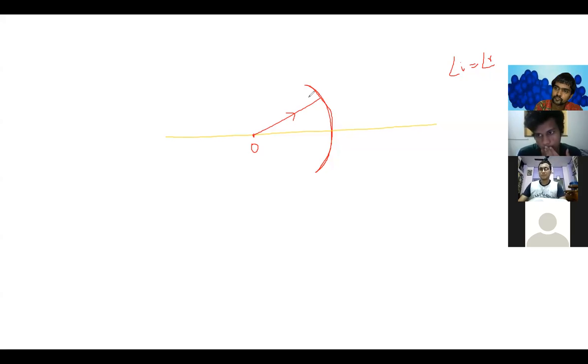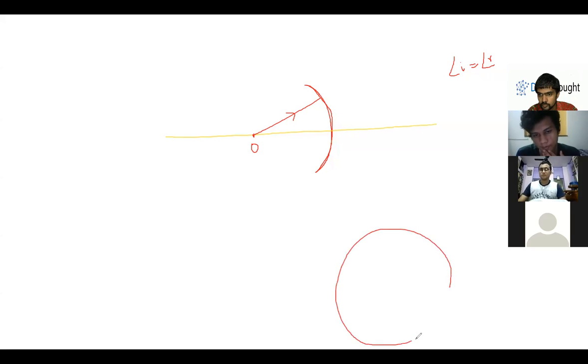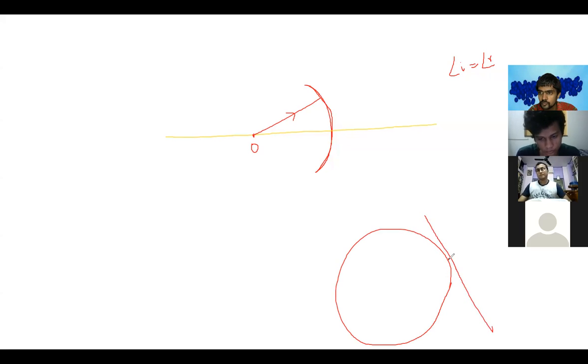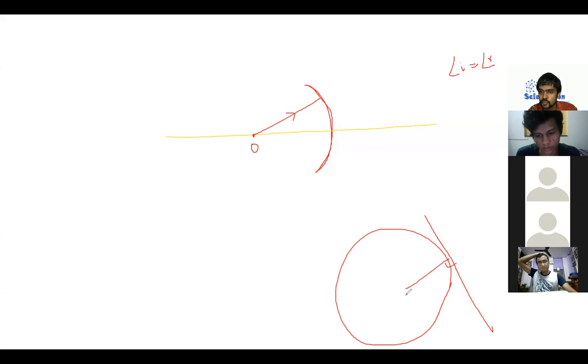The perpendicular. What do you call that perpendicular? It's called normal. Now, if I take a circle, what is a normal? Normal is perpendicular to tangent, no? If I take a circle and I take a tangent here, how do I get the normal? It's perpendicular to the tangent. So what is a special property?